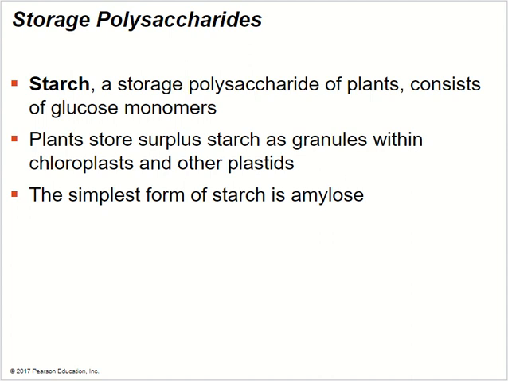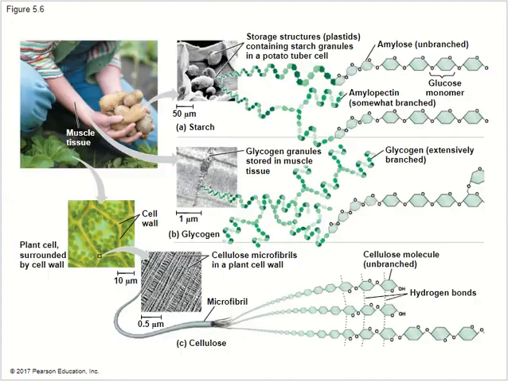Plants store excess starch as granules within chloroplast organelles and other plastids. The simplest form of starch is called amylose. Essentially, what we're looking at is an example of storing multiple glucose monomers as a polysaccharide that will eventually be used later.